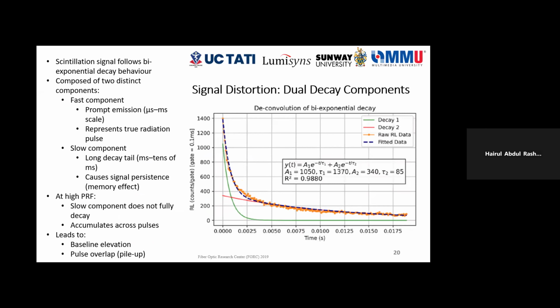Now, we come back to our earlier observation of the slow and fast components. Because of these two components, we did some post-measurement signal processing. The scintillation signal comprises these two fast and slow components. At higher PRF, the slow component does not fully decay, and accumulates across the pulses. And this leads to the baseline elevation and pulse pile-up.